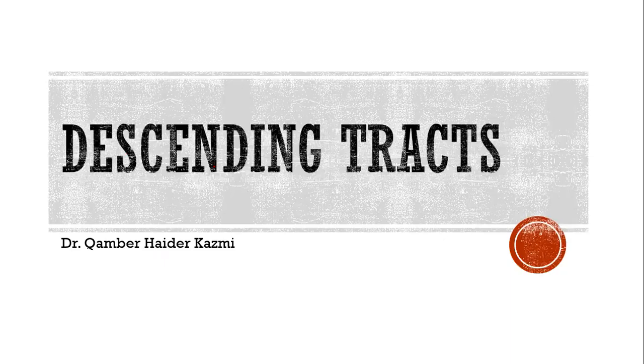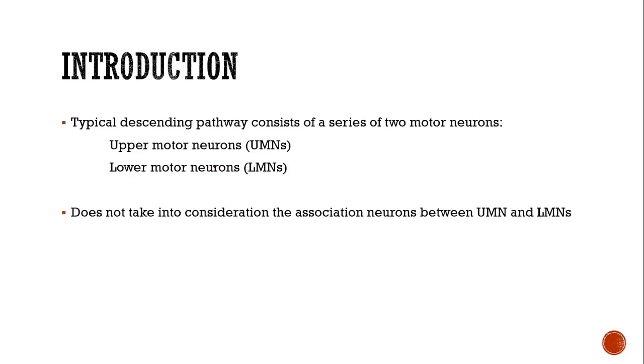Now let's talk about the descending tracts. Now if you talk about the descending tracts, they will always be the motor tracts जो कि नीचे उतर रहे होते हैं. Now when we talk about the descending tracts, before going there we need to know first about the upper motor neurons and lower motor neurons. ये क्या होते हैं, इनका difference समझ लेते हैं पहले.